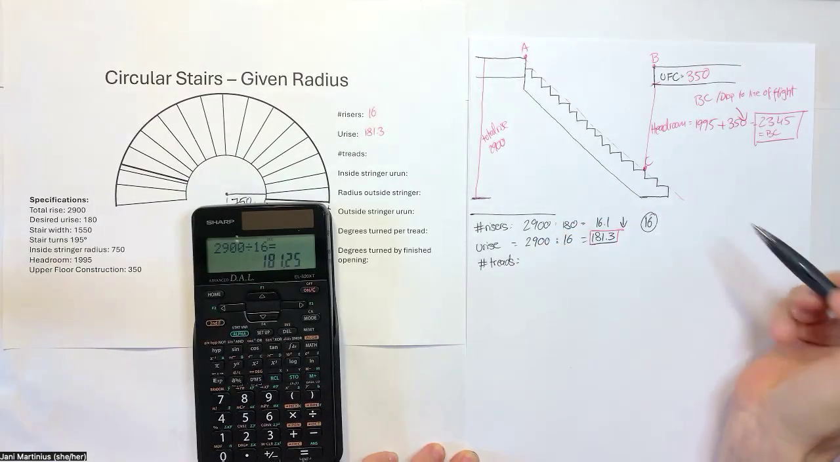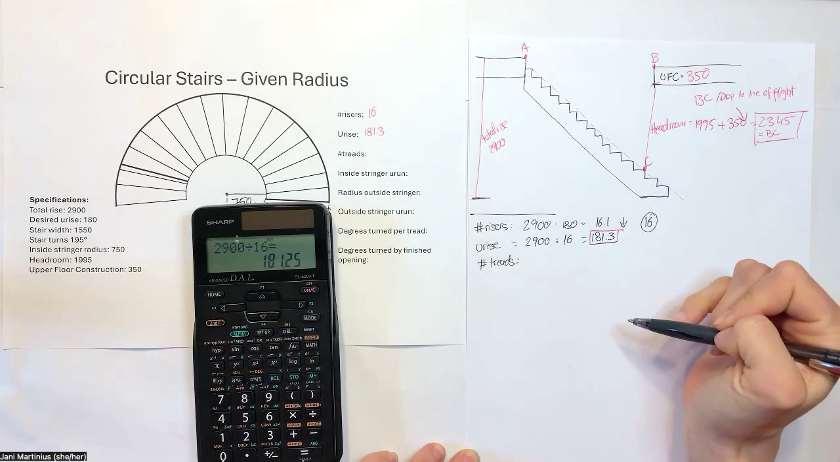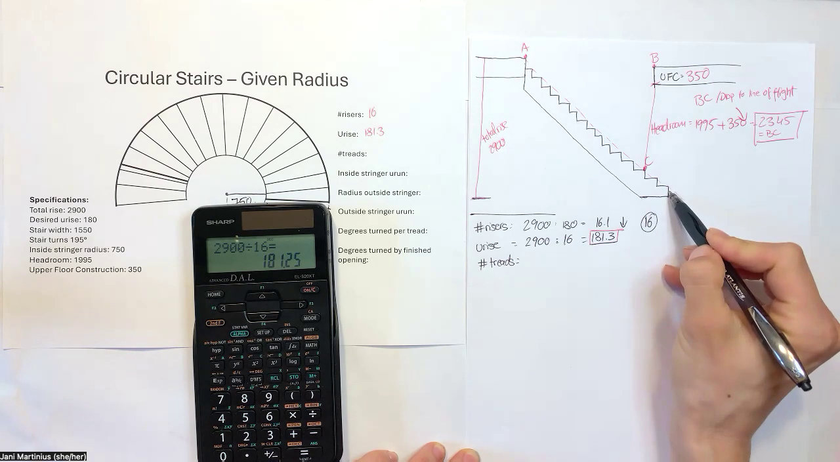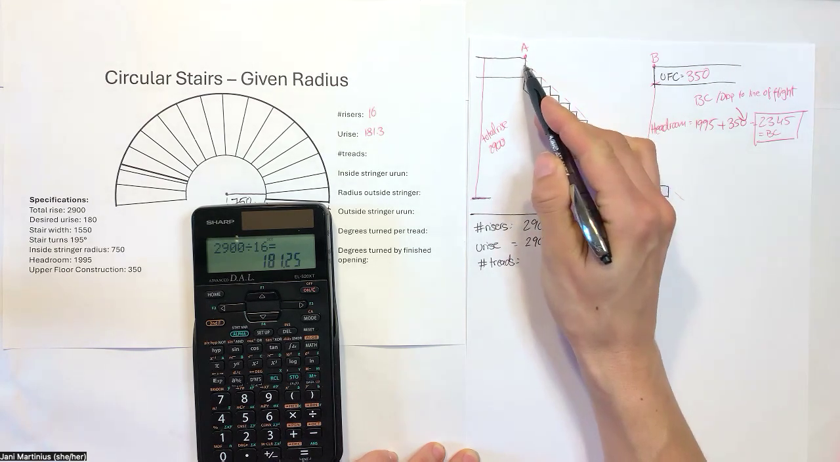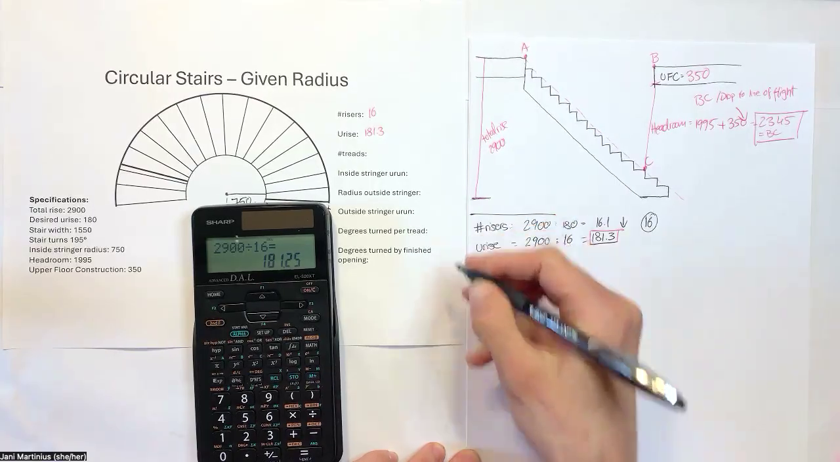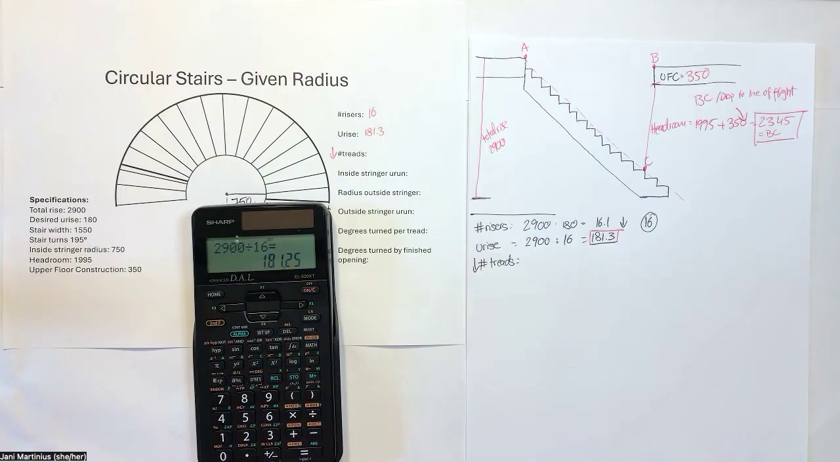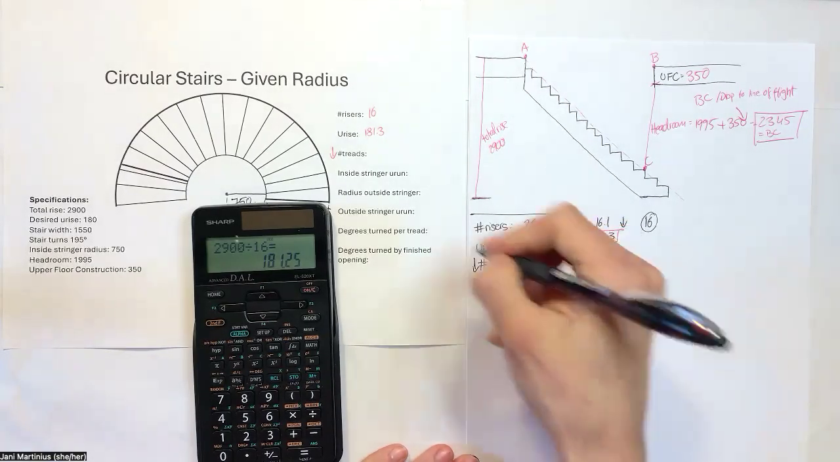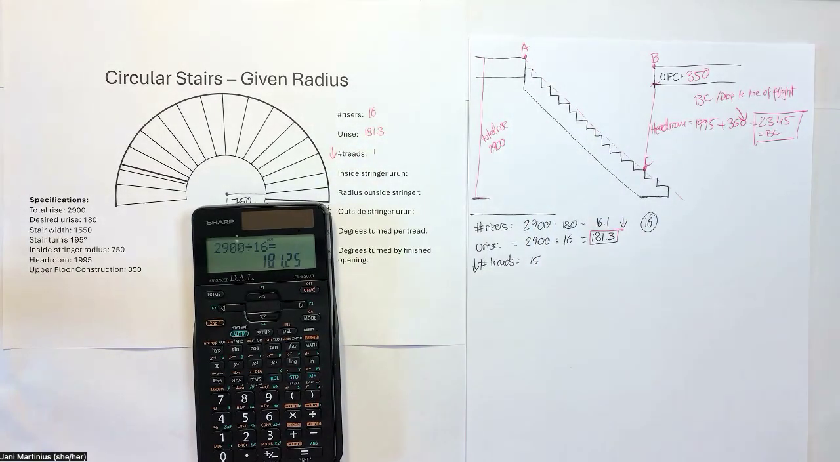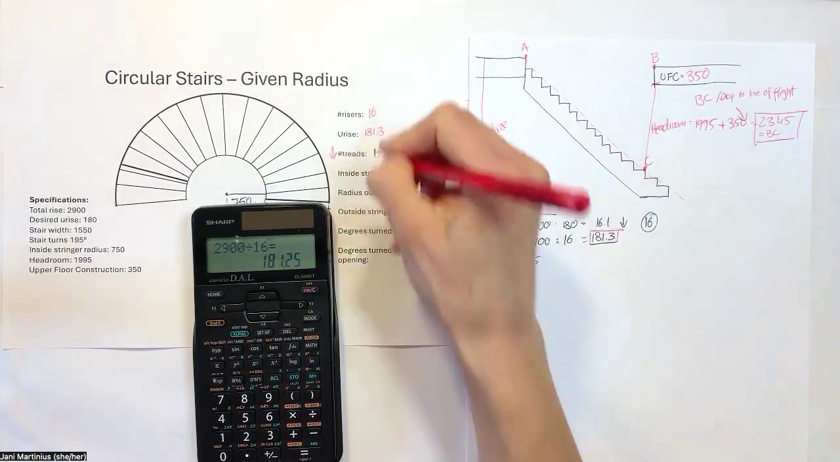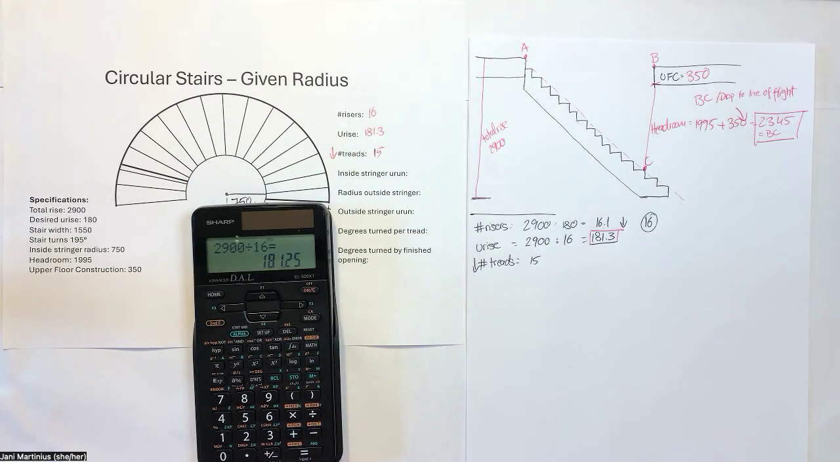If we have 16 risers, we will always have one less tread than riser because the stair starts with a riser and it ends with a riser. So I always mark myself an arrow down just to remember. So that's going to be 15 treads.